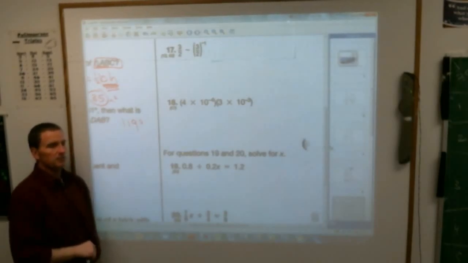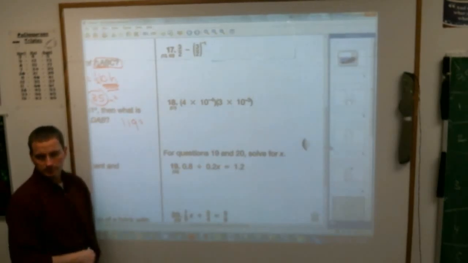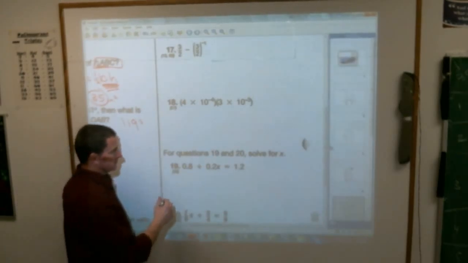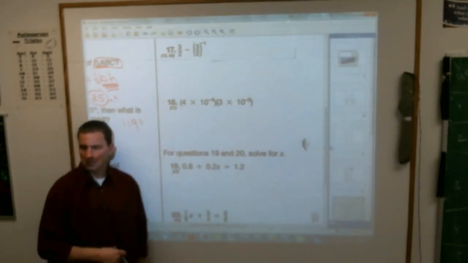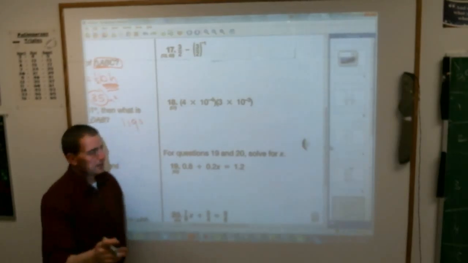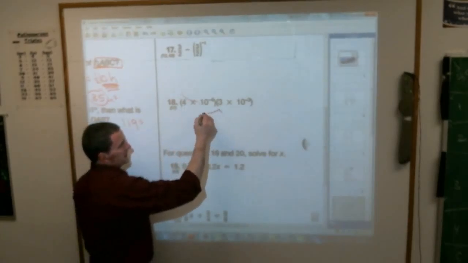Anybody want to enlighten me on multiplication of scientific notation? It's like a two-step thing. Alex, what do I do? First, you take away the parentheses. And then I wouldn't take away the parentheses. Multiply 3 and 4. Right. Multiply the two left things together.